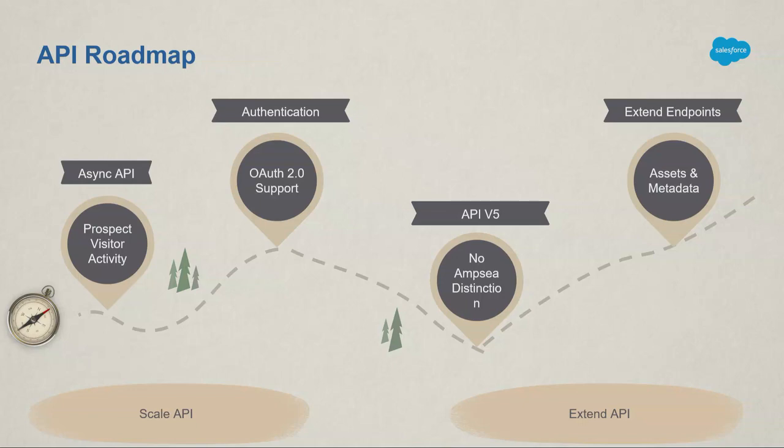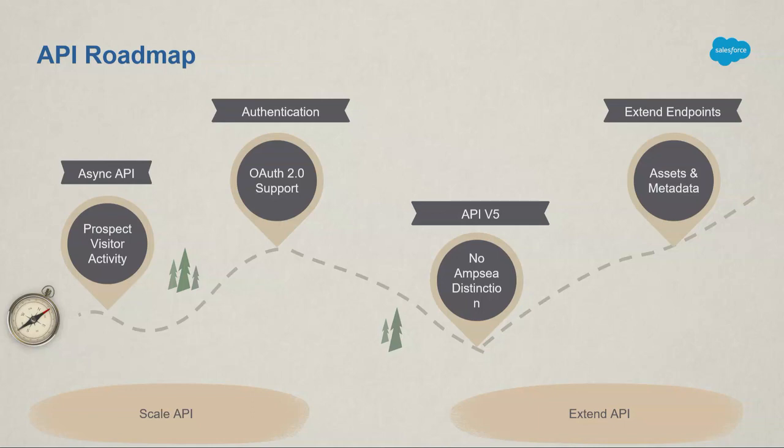And then after that, the next part of the journey is for us to start extending the API. One of the things that many people may be familiar with, if you have used our API, is what's called the AMP-SIA distinction, which is allowing multiple prospects with the same email address. So we're looking to remove that so you can just use one API endpoint and not have to worry about which one based on that configuration.